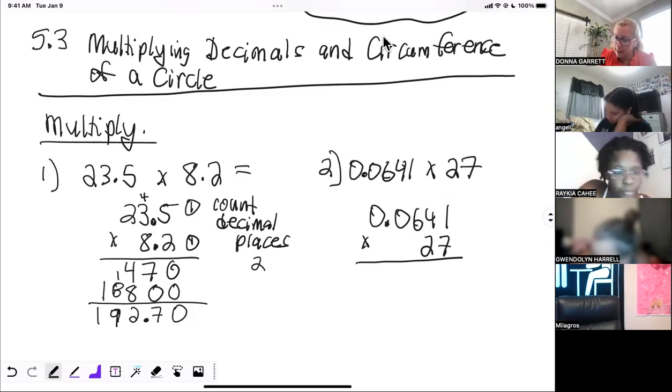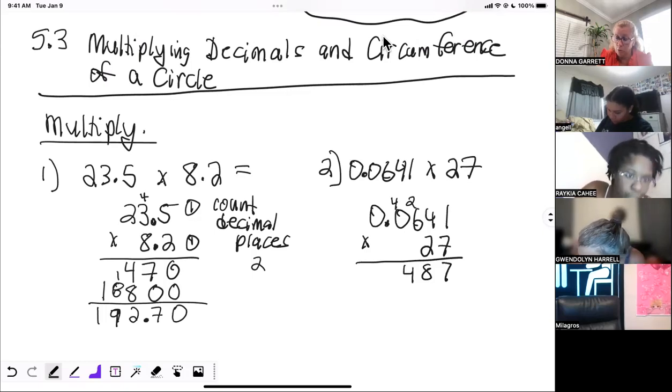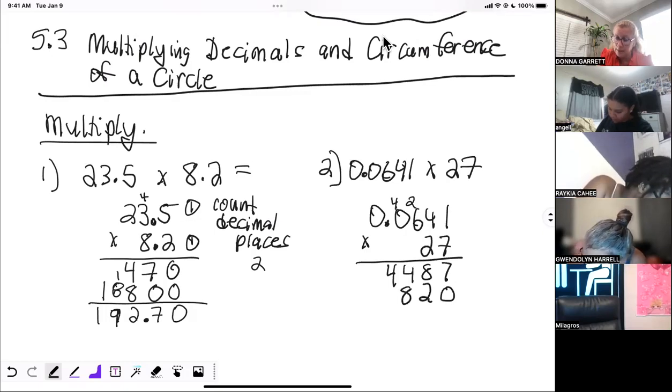Okay, 7 times 1 is 7. 7 times 4 is 28. 7 times 6 is 42, 43, 44. Carry the 4. 7 times 0 is 0, and 4 comes down. Now we're going to a 10 spot, so I'm going to add a 0. 2 times 1 is 2. 4 times 2 is 8. 6 times 2 is 12. Carry the 1, and then I bring the 1 down.